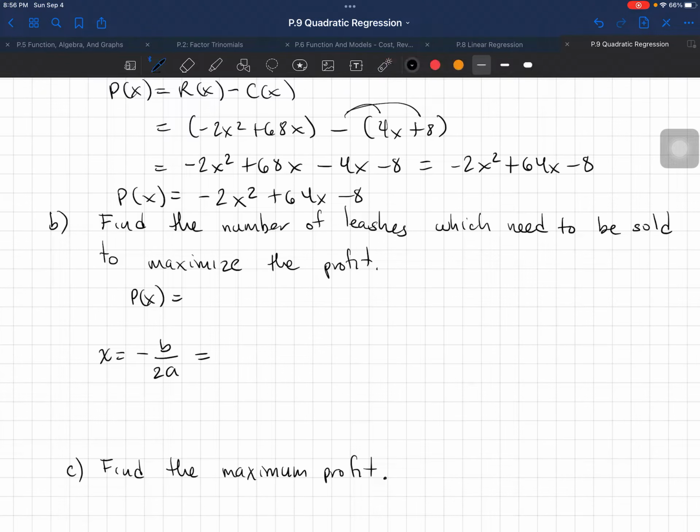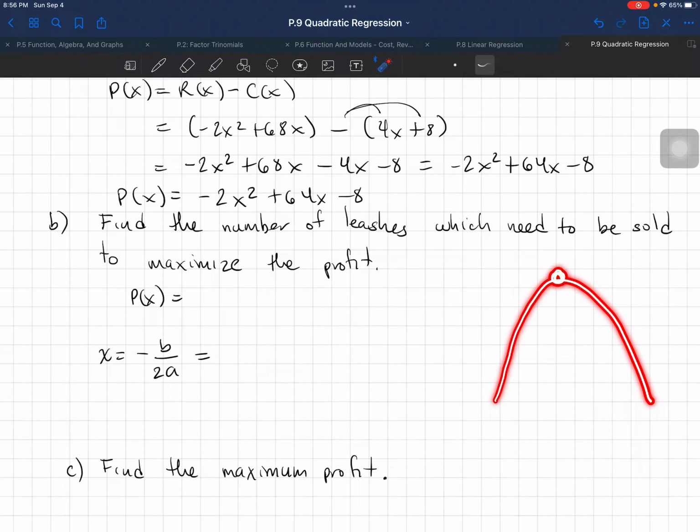All right, so the next part of the problem is asking us to find the number of leashes which need to be sold to maximize the profit. So if you notice, you already have the profit function. We know that it has a negative leading coefficient, so we know it's going to be like this. That's how the function looks.